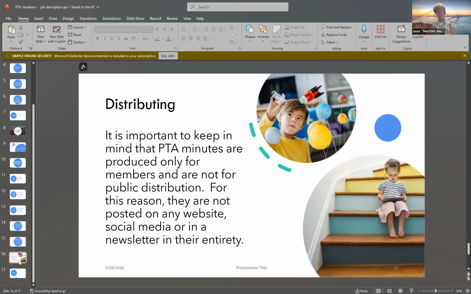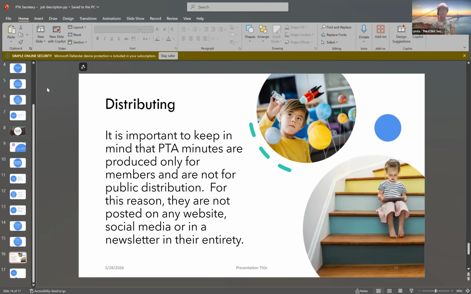Distributing the minutes. Keep in mind that PTA minutes are produced only for the members and they are not for public distribution. Every year, I probably get maybe 5 or so units that want to post the minutes on the board or on their website, and they're just not intended for public distribution. People who take the time to go to the meetings know they'll hear the minutes there.